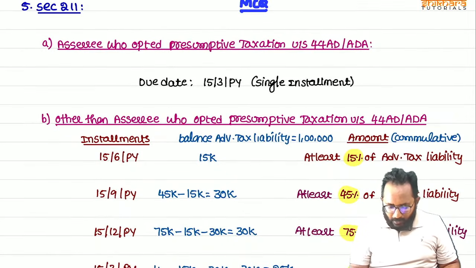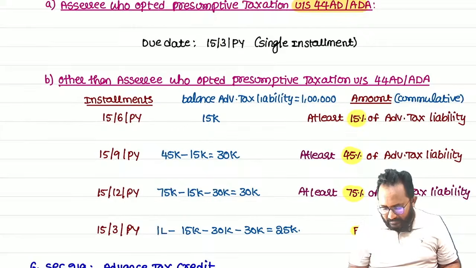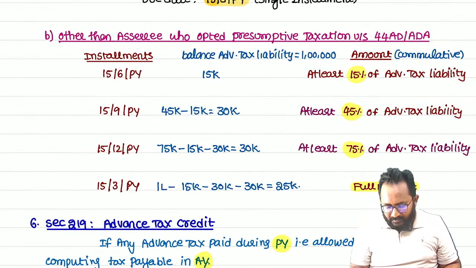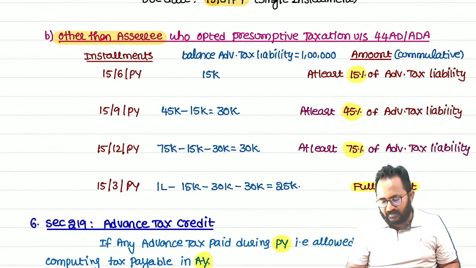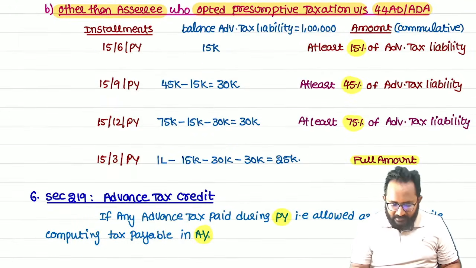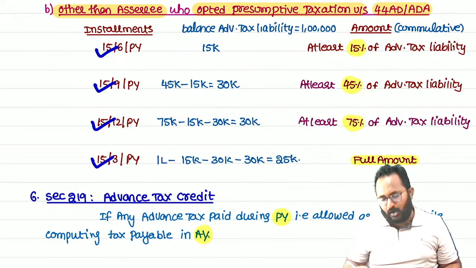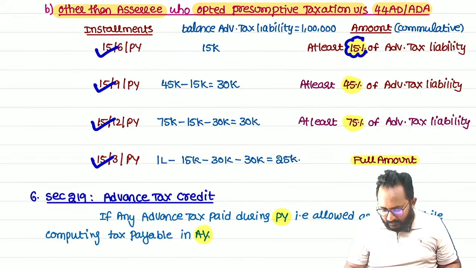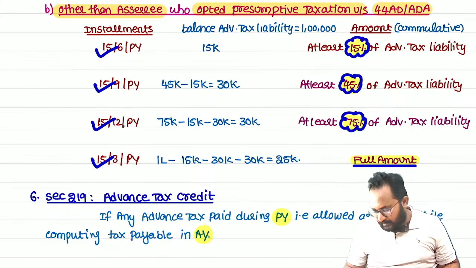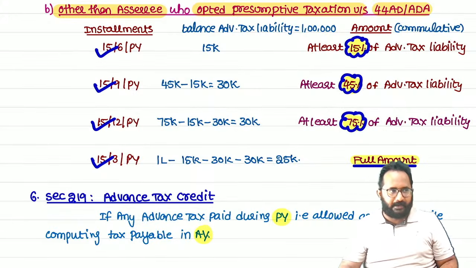If you opted for 44ADA, single installment. If you opted for any other provision other than 44ADA, can you tell me how many installments? 4 installments. And in these installments, what you have to pay, we discussed again, remember: 15%, 45%, 75%, 100%. These percentages are expressed in a cumulative way.